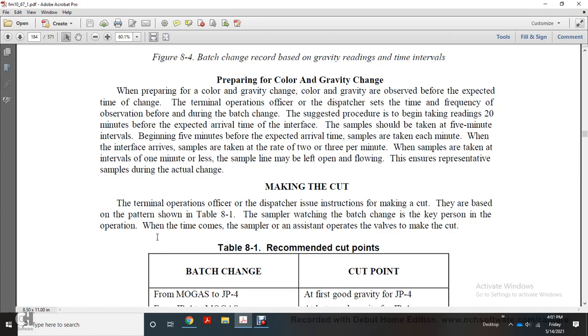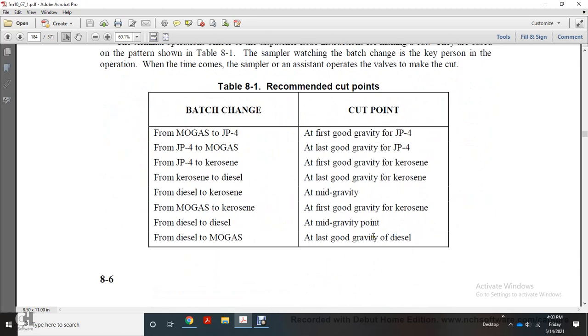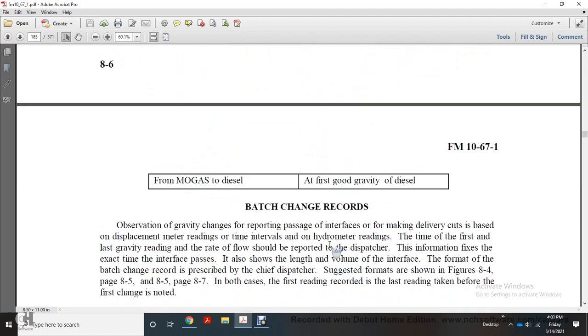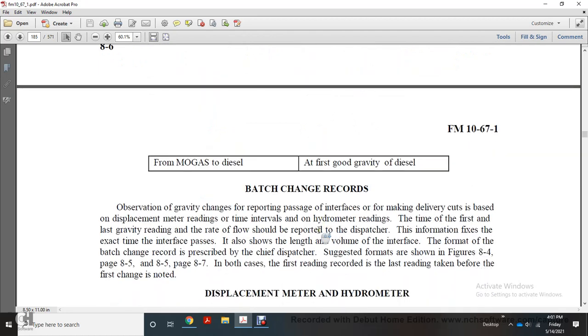Making the cut. The terminal operator or the dispatcher issues instructions for making the cut. They are based on the pattern shown in table 8.1, sampling and watching the batch change, and the key person in operation at the time. The sampler's assistant operates the valve to make the cut. Batch changes: MoGas to JP4, first good gravity of JP4; JP4 to kerosene, last good gravity of JP4, first good gravity of kerosene; kerosene to diesel fuel, last good gravity of kerosene; diesel to kerosene, mid gravity point; MoGas to kerosene, first good gravity of kerosene; kerosene to diesel, mid gravity point; diesel to MoGas, last good gravity of diesel; MoGas to diesel, first good gravity of diesel.